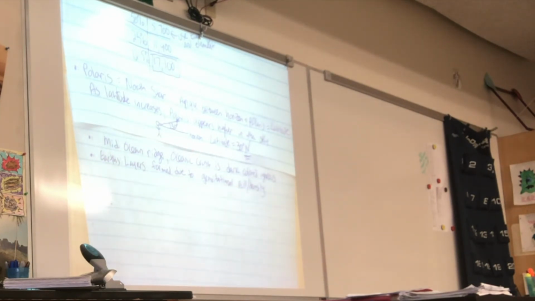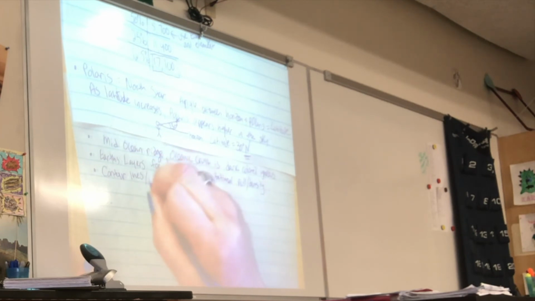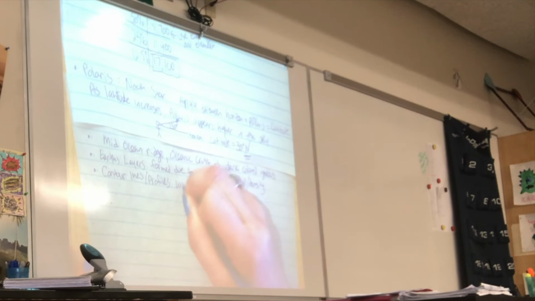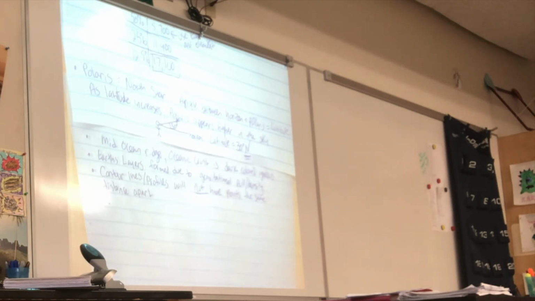Remember that contour lines and profiles will not have points the same distance apart. So that's an error, because the land isn't equally distributed either, right? Contour lines and profiles are based on what's going on with the ground, so it's not going to be equally spaced between your points. It'll be dependent on the surface features.